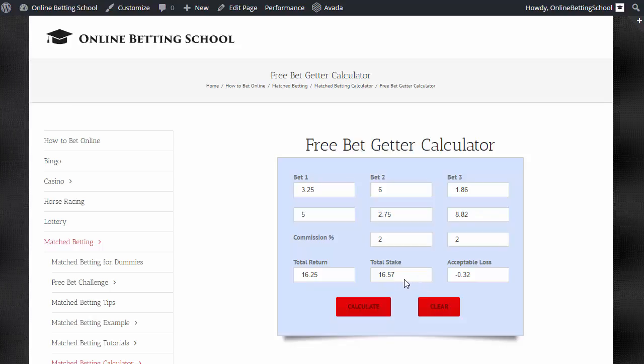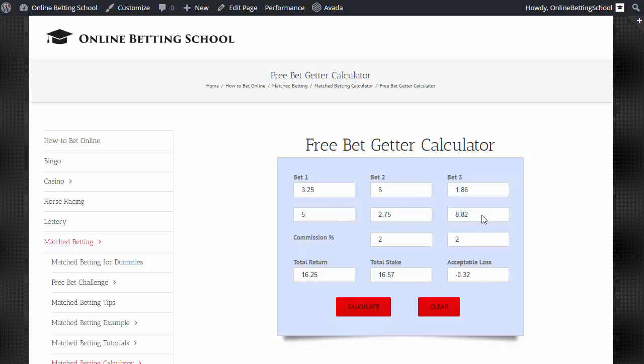We've staked £16.57, which is all of these three stakes added together, and we returned £16.25, whether it's a draw, we times these two together to get that, or if Slovakia win, we times these two together to get that, or we can also, we've covered England as well, 1.86 odds times £8.82 gives you that £16.25. So the acceptable loss is roughly the same, 32p, and this may just make more sense to you.